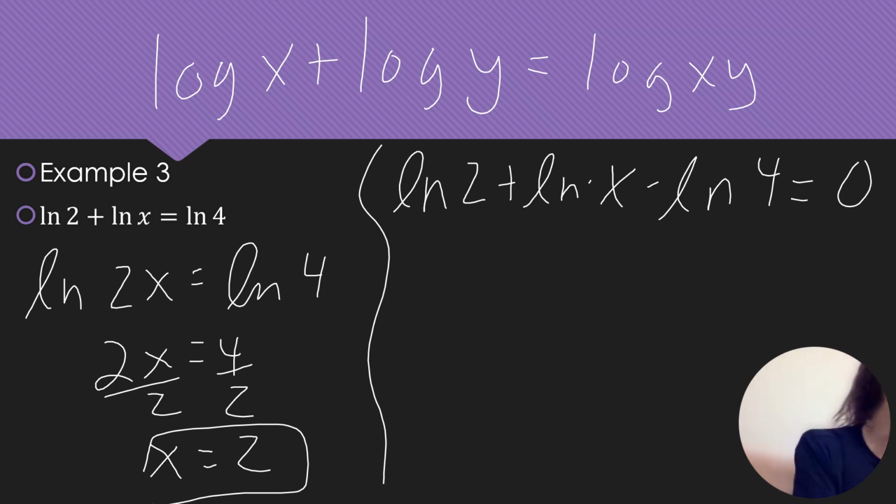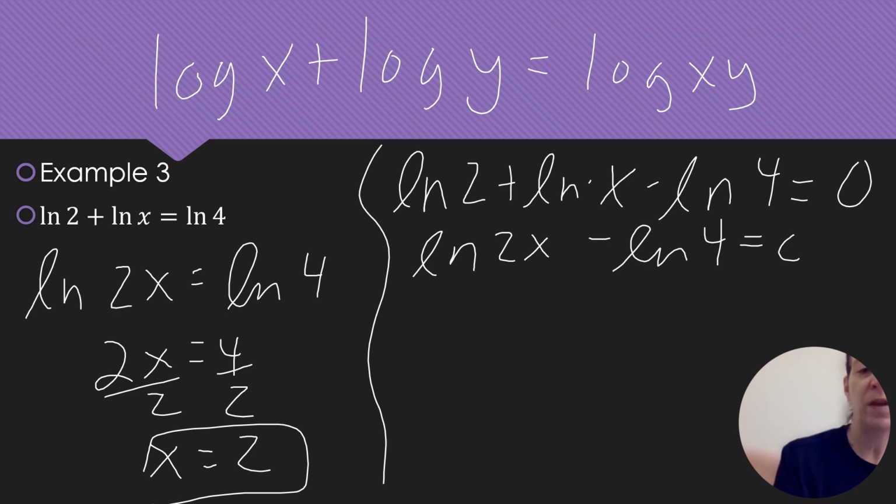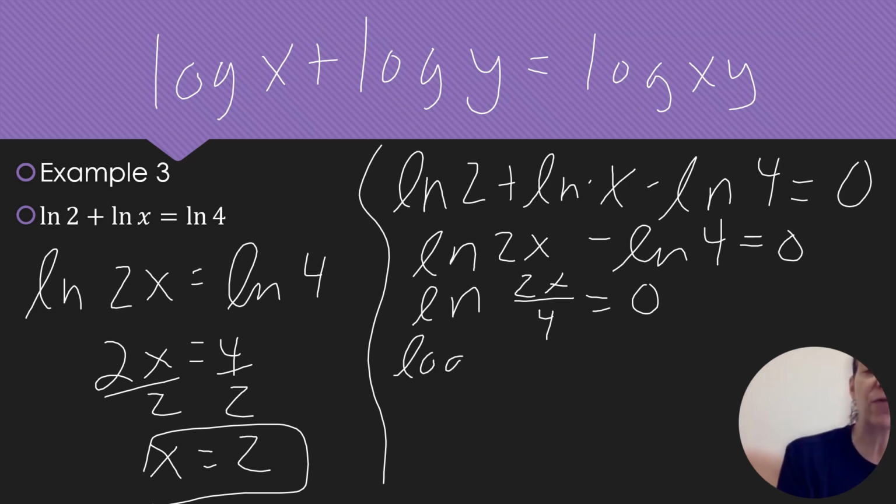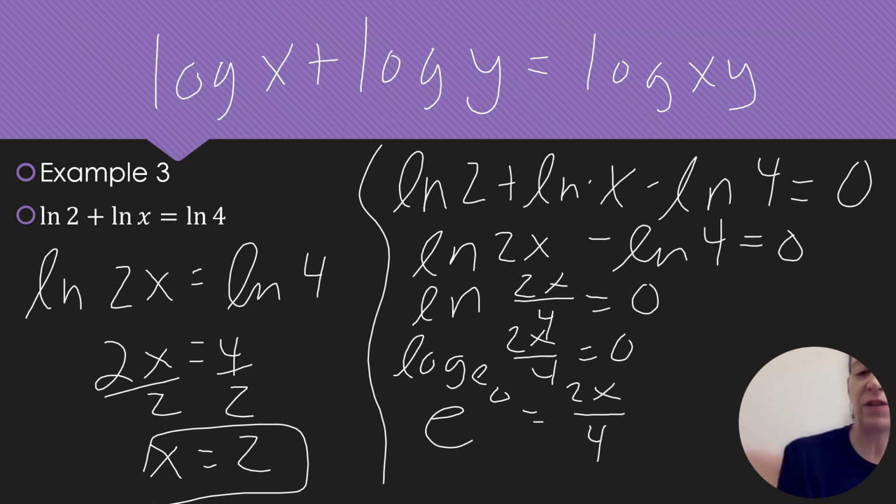Now you can use the properties of logs, and we can merge these two together. That would be the natural log of 4. And if you're subtracting, that becomes division, so it would be 2x over 4 is equal to 0. This is a bad way to do it too. Now we can change the form. Remember that the natural log is log base e. So it would be e to the 0 equals 2x over 4. Anything to the 0 power is, I'll let you think of the answer first. 1.